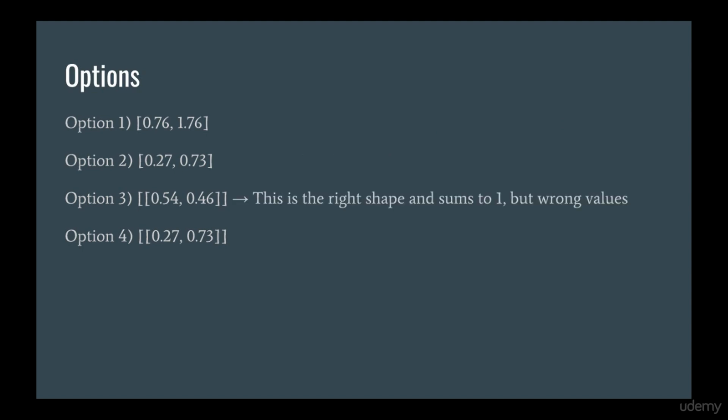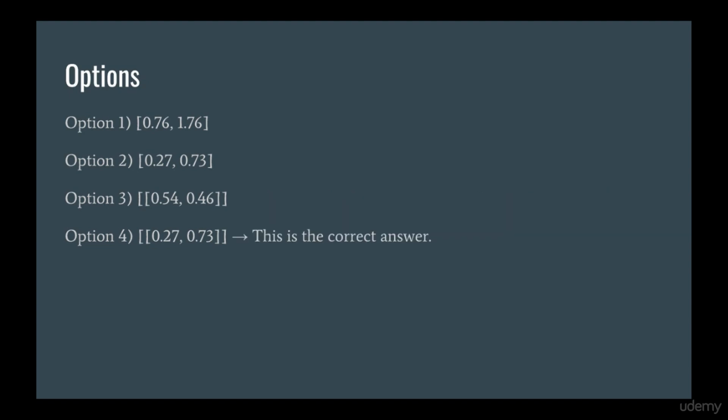0.54, 0.46 has the right shape and the rows sum to 1, but these are the wrong values. We won't be doing a full calculation in this video since we already did a full example earlier in this section. This leaves 0.27, 0.73, which is the correct answer.